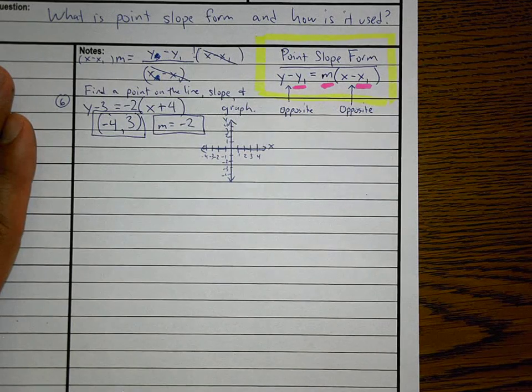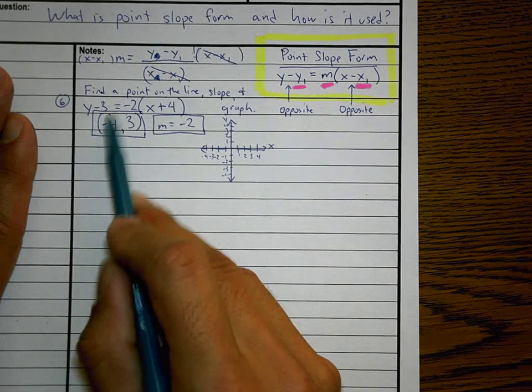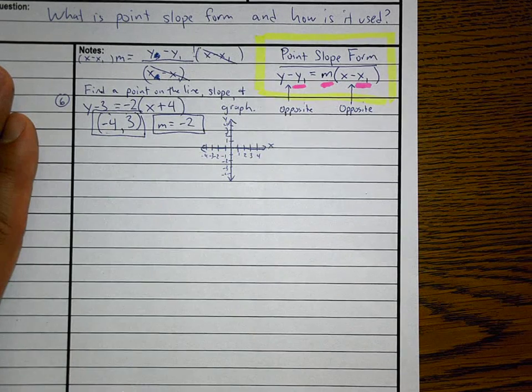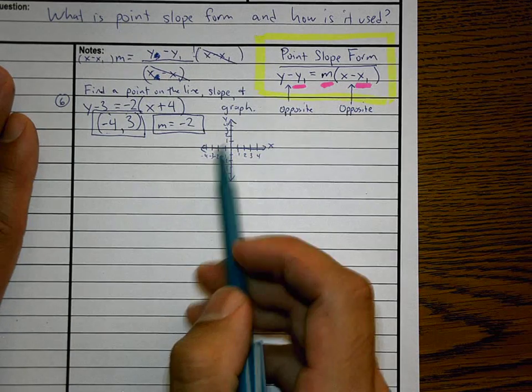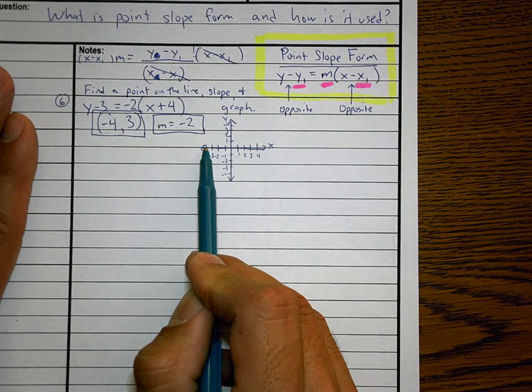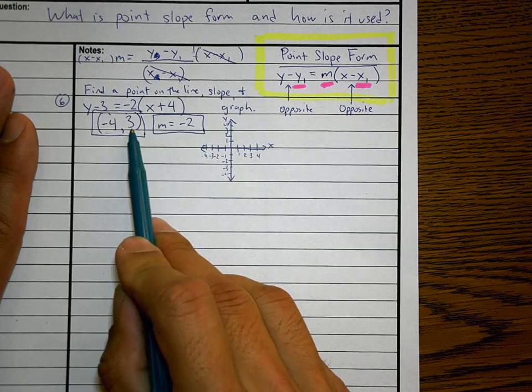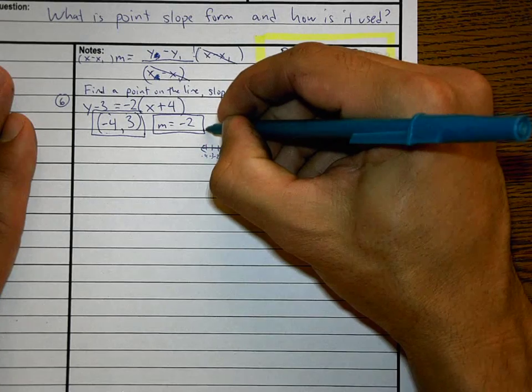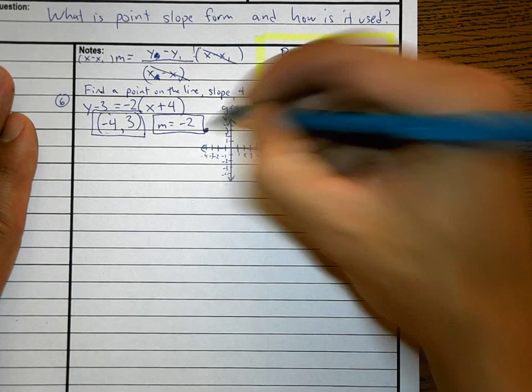And then the first thing I have to graph is the point. Here's your point, negative 4, positive 3. If I'm going negative 4 for my x, I go to the left 4, and then for the y, I go up 3. 1, 2, 3. I'm going to put my point right here. That's my point.